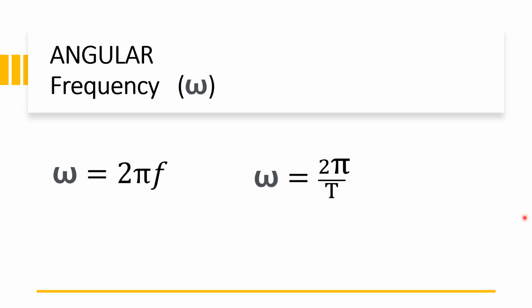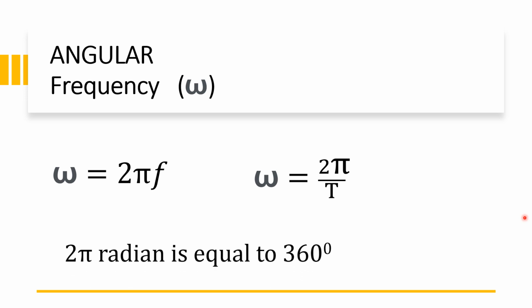So it is important to remember this conversion when we are dealing with angular frequency, which is 2 pi radian is equal to 360 degrees. So later on, we will use this conversion in our solution. You have to remember this one.